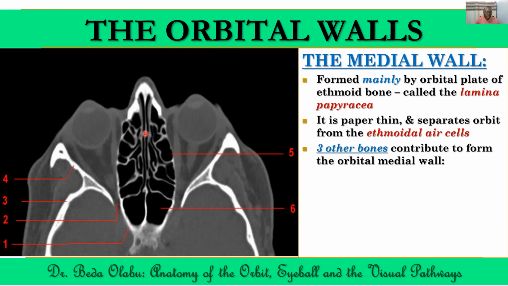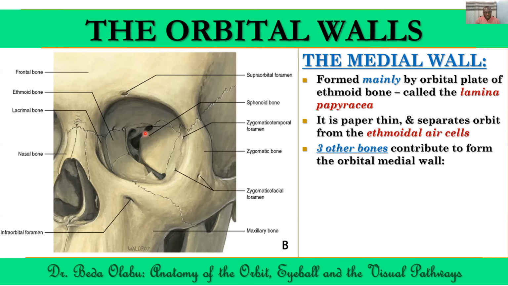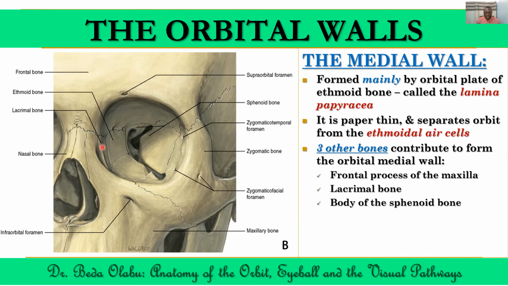Apart from the lamina papyracea, we also have 3 other bones that contribute to the medial orbital wall. So we have the frontal process of the maxilla anteriorly there. We have the lacrimal bone behind it. And we have the body of the sphenoid posterior to the lamina papyracea. So this is the body of the sphenoid from which we have the 2 roots of the lesser wing going to the roof.